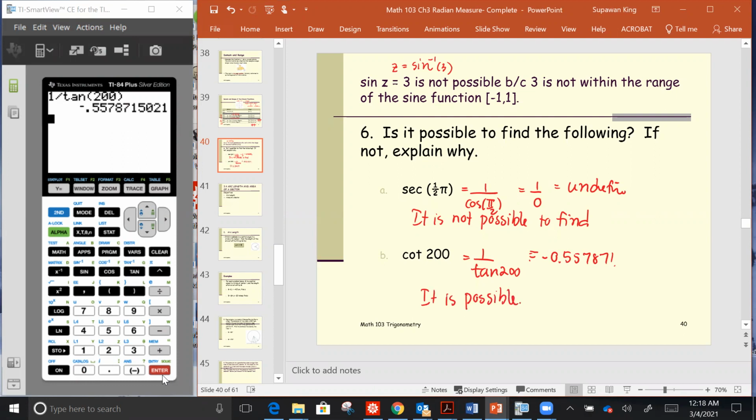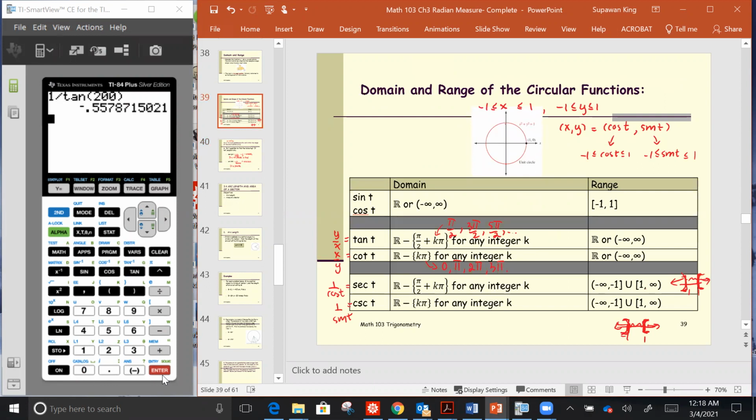And if you think about the restriction of the cotangent from the previous slide, the restriction of the cotangent is the multiples of pi, which is 0, pi, 2 pi, 3 pi, and so forth. And 200 doesn't look to be a multiple of pi, but if you are not sure, you can always use a calculator to verify that.